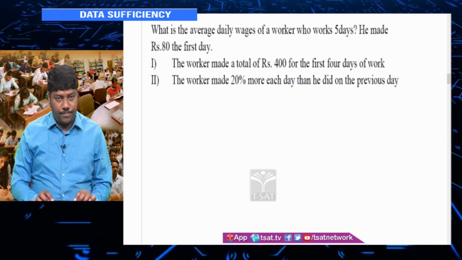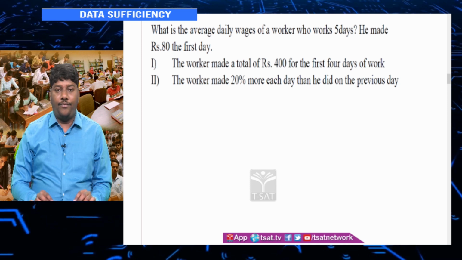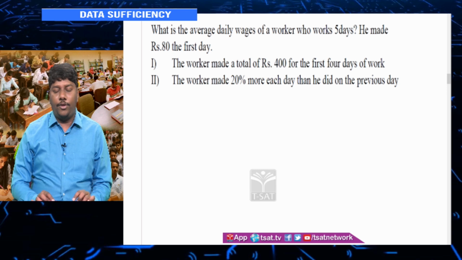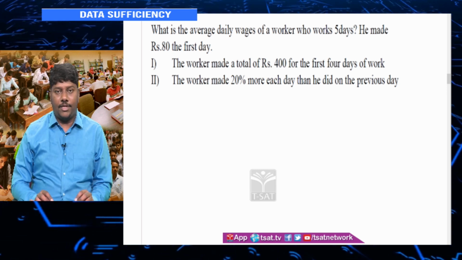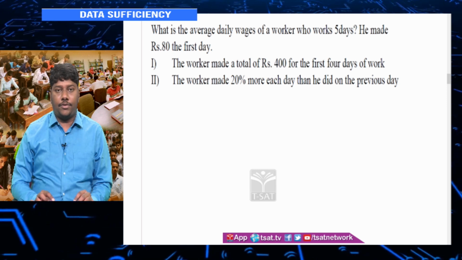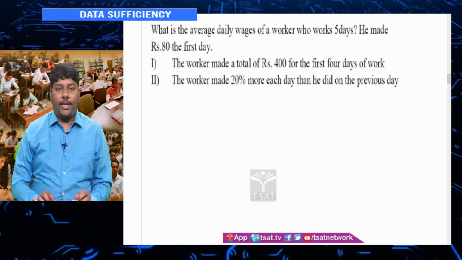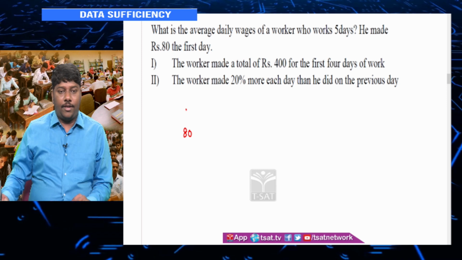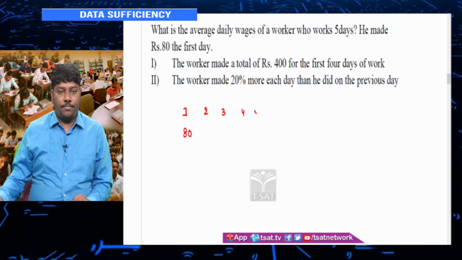Now, look at this one. What is the average daily wage of a worker who works 5 days? We know what you mean by average. Average is equal to the total sum of observations divided by the number of observations. So, you need to know the total earnings of 5 days divided by 5. He made 80 on the first day. So, it is given that on the first day he made 80. So, you need to know the second, third, fourth, fifth, right.